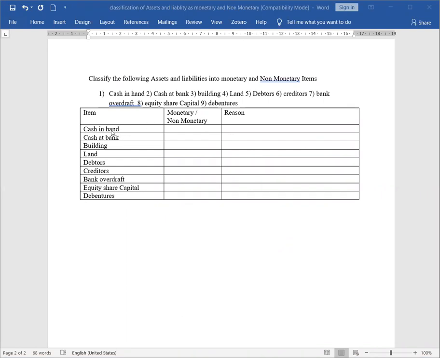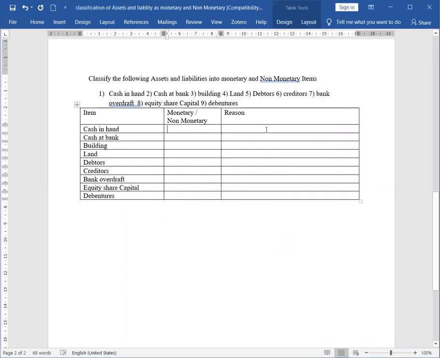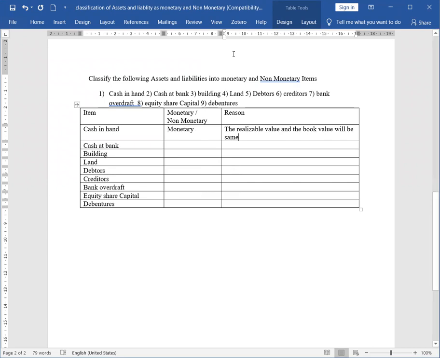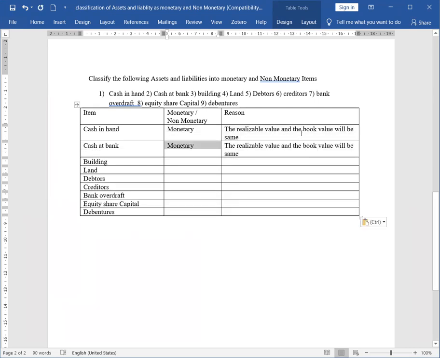The first item is cash in hand. Whether the cash in hand is monetary or non-monetary, we have to check. Of course, this is a monetary item. Why? Because the realizable value and the book value will be the same. There is no change in the cash in hand. In the same way, cash at bank is also monetary, and the realizable value and book value will be the same in this case also.